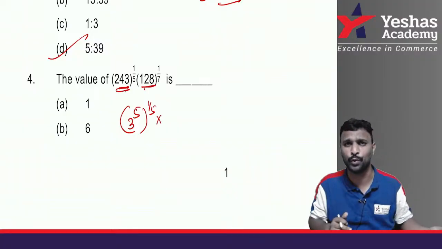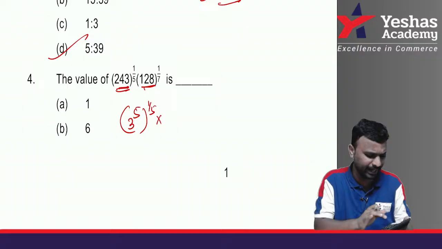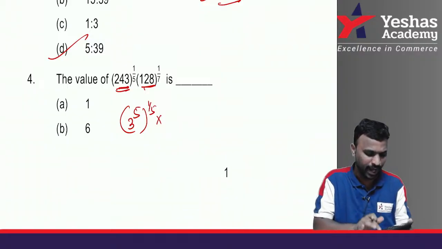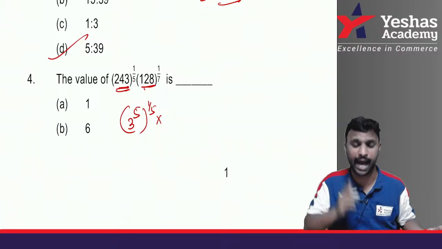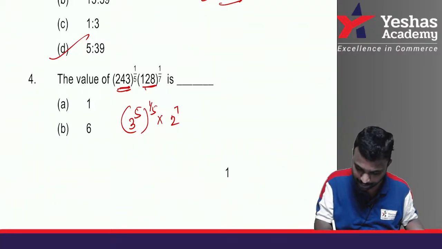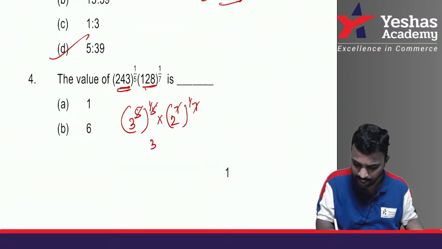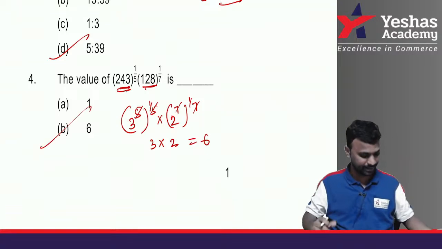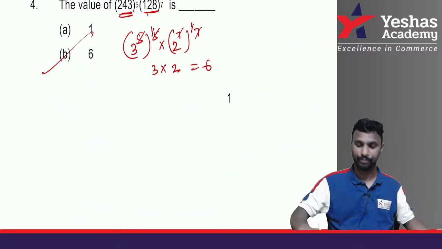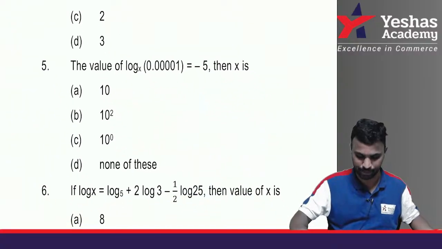128 is a power of 2 actually. What power of 2 is 128? Type 2 in the calculator, press into, keep raising the power until you get 128. Counter number is 8. Actual power is 7. So 2 power 7 whole power 1 by 7. 7 7 cancel, 5 5 cancel. You are left with 3 into 2, which is 6. Option B is the right answer. Hope it is clear. Moving on to the next question, question number 5.